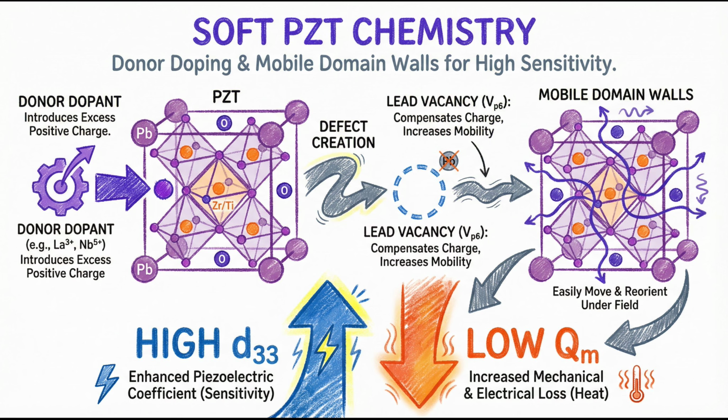Soft PZT is created by adding donor dopants. This makes the internal domain walls highly mobile. The result is high sensitivity and displacement, but also high internal friction, which means low QM and more heat.